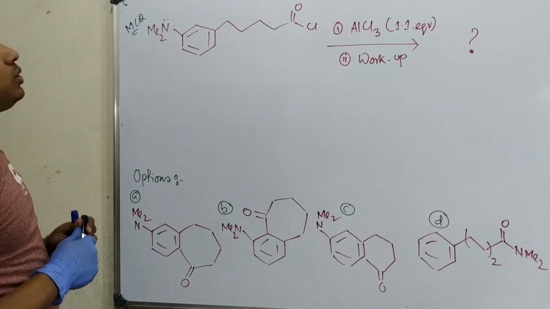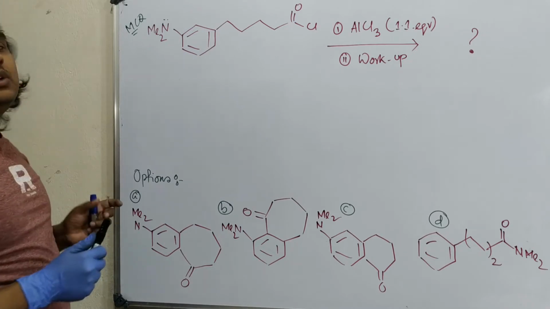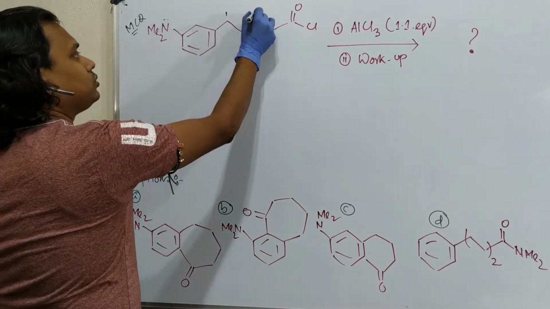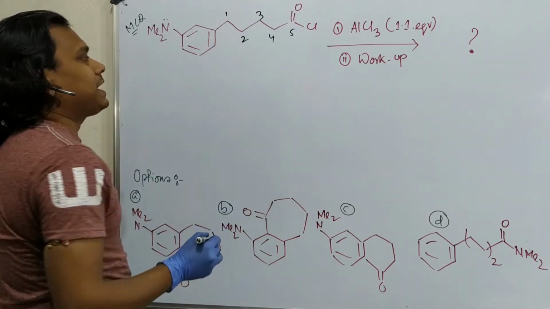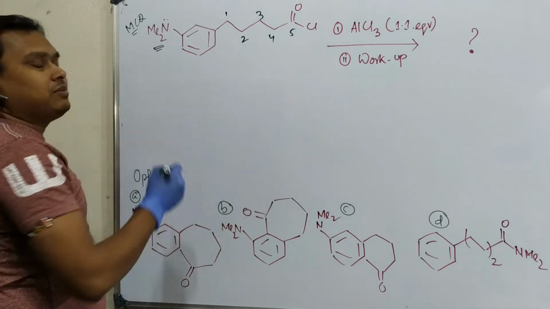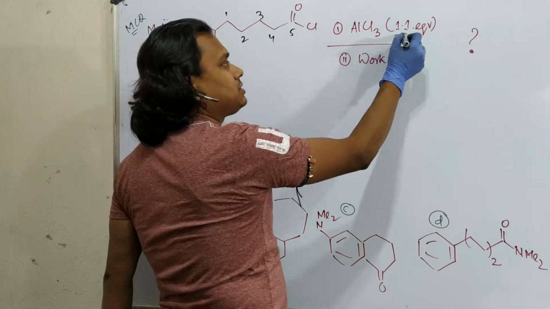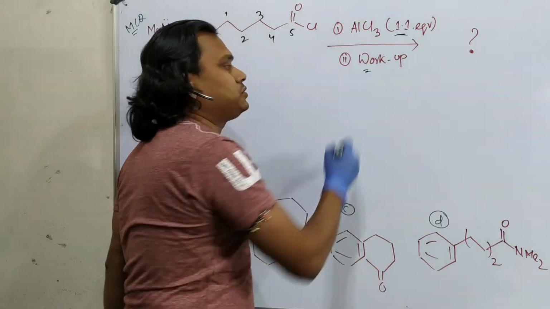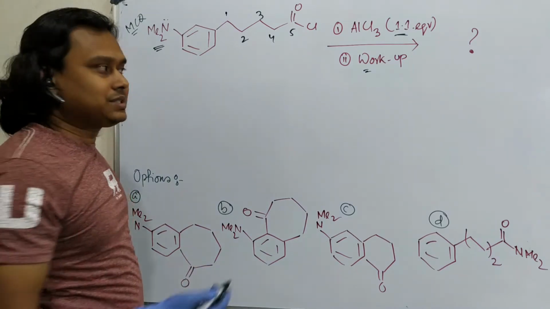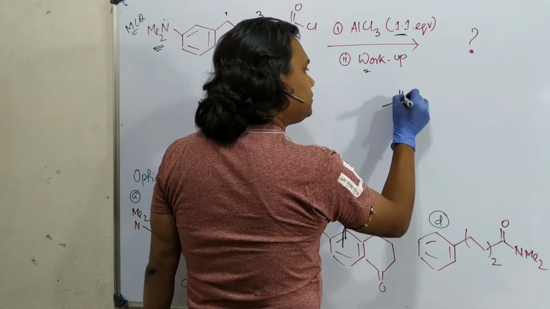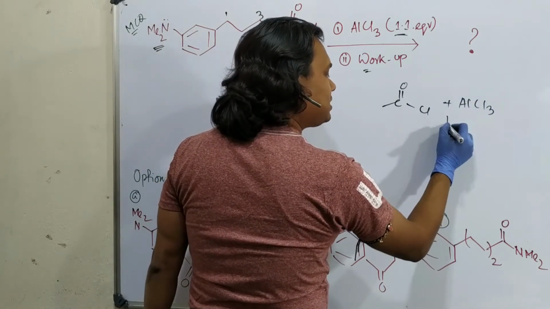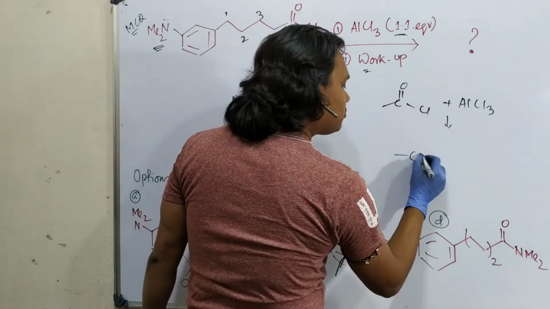Now, just look at the molecule. First of all, this is a benzene, then 1, 2, 3, 4, 5 carbons attached. This is actually an acid chloride. This is a dimethylamine derivative, and the reagent given is AlCl3, 1.1 equivalent, and the second step is workup. What is the product? First of all, acid chloride with AlCl3, what happens? This acid chloride plus AlCl3 results in acylium cation formation.